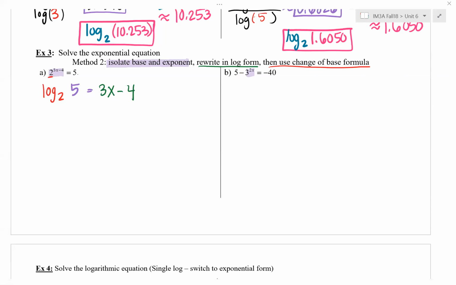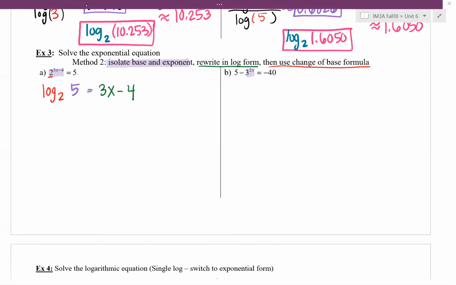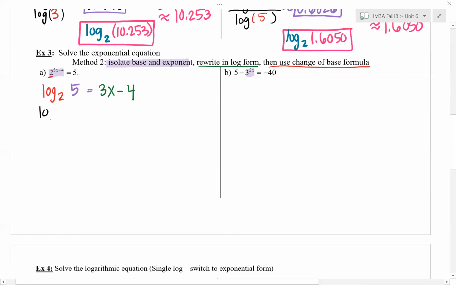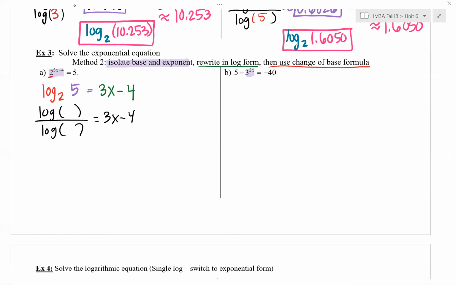Okay. And so what we want to do here is use the change of base formula so that we can evaluate this log. Meaning we've got log of 5 over log of 2 equals that 3x minus 4. Okay, so we're going to evaluate log of 5.